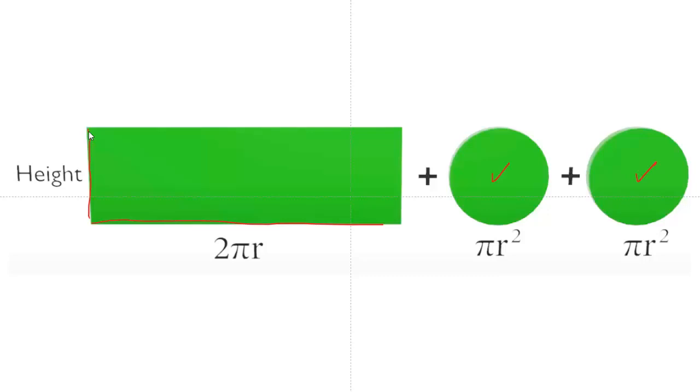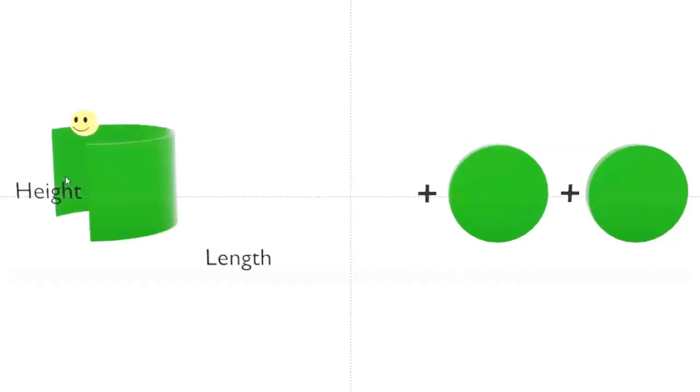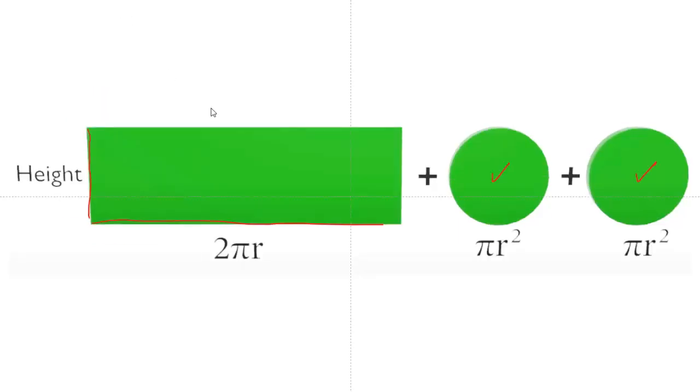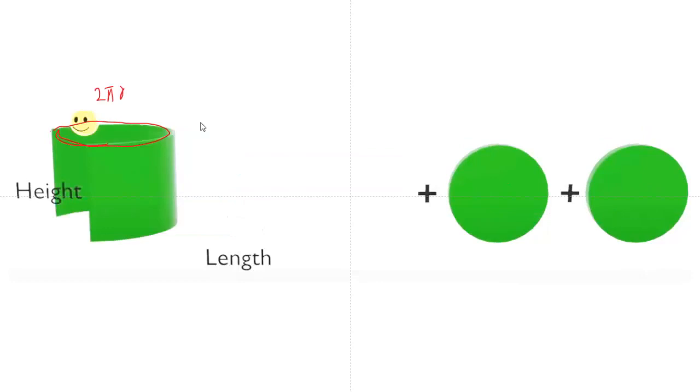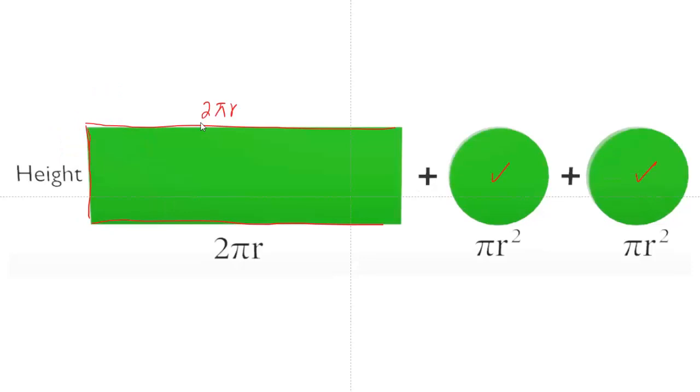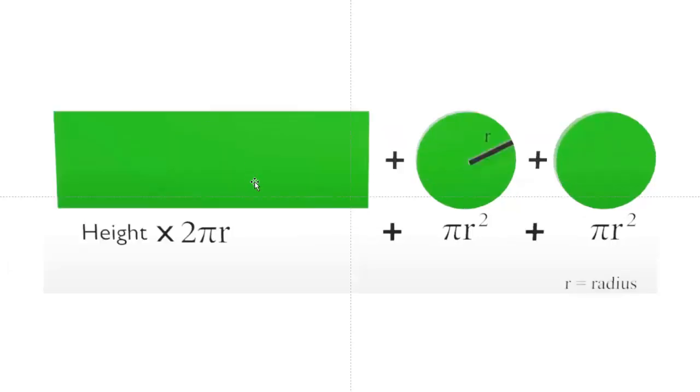So if you look at the cylinder again, when we open the cylinder, this was the shape of a circle. And this is called the circumference of the circle, which was 2 pi r. And when we open this, this 2 pi r has become this length. So this length is also 2 pi r. And here, this was the height of the cylinder, so this is also the height of the cylinder.